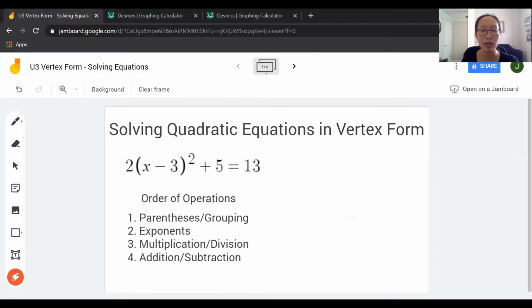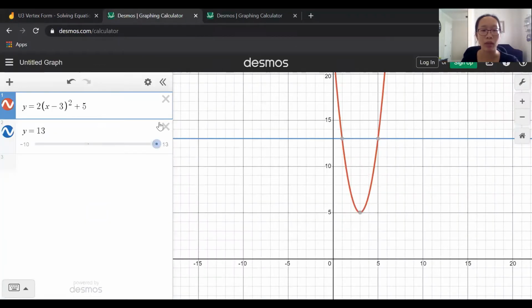We know that if we want to solve this graphically, we can just set y equals the left side and y equals the right side and look for points of intersection. So I've done that in Desmos here. And we see we have a parabola and we have a line and we are looking for 2 points of intersection. How do we find them algebraically?